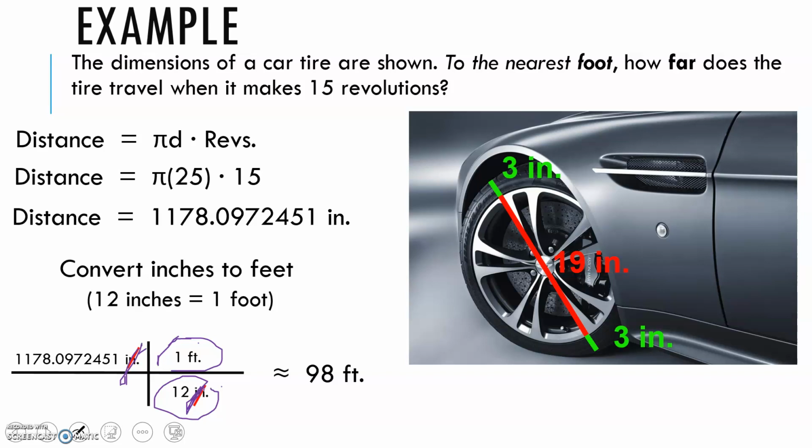So 1,178 times 1 divided by 12 is approximately 98. And again, that's to the nearest foot. So we are now going to round at the very end of the calculation. And that's why I left all these numbers here, because again, if you round too early, you can affect your final answer. And this rounds to a whole number of 98.